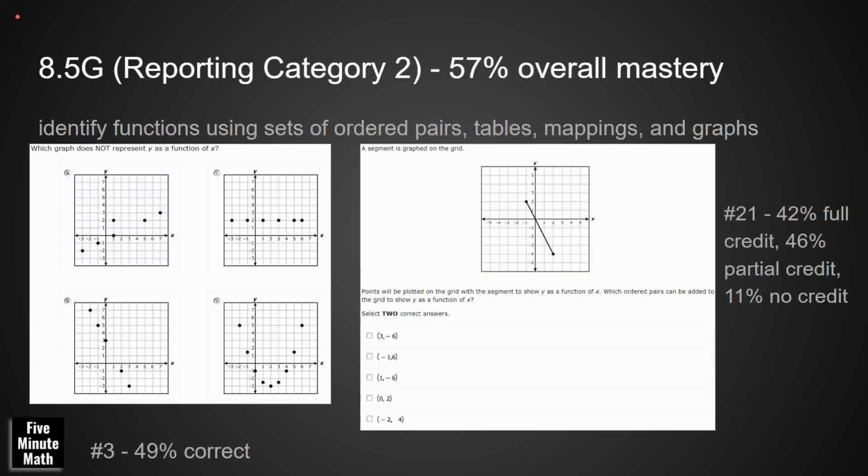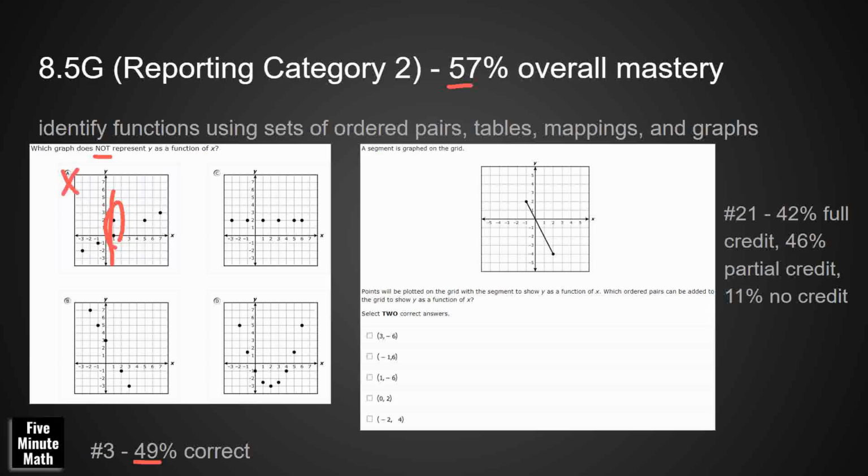We've got 8.5G. This is reporting category 2, 57% overall mastery. So we're close to getting that 60% threshold that lets us feel comfortable. And you see we struggled a lot more with number 3. We need to find a graph that does not represent y as a function of x, right? Each input has one output. So one x leads to one y. You notice we've got a problem right here. Does not pass the vertical line test, so A is out.